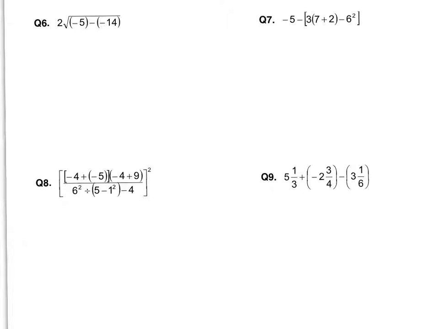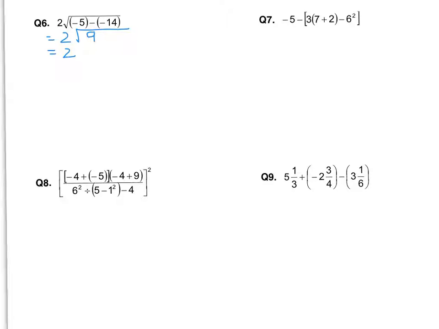In question number 6, the square root sign acts like a bracket. So for this question, we're going to have our 2 stay out front, and we're going to evaluate what we have inside the square root. We have a -5, take away -14. So take away negative makes positive. -5 plus 14 becomes, let me check that out, I think that's 9. Okay, and now we have the 2 and then the square root of 9.